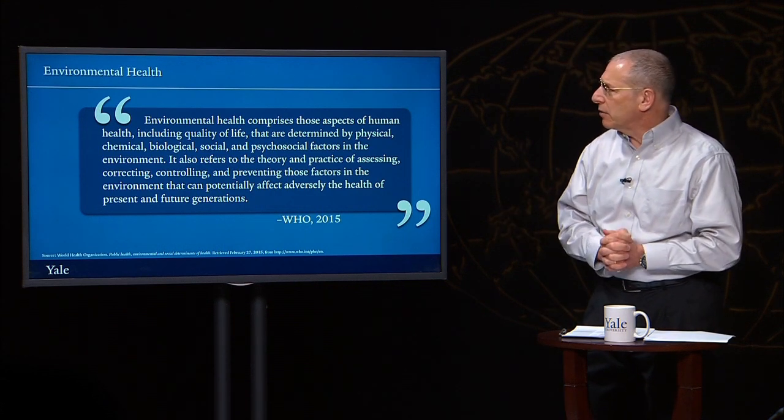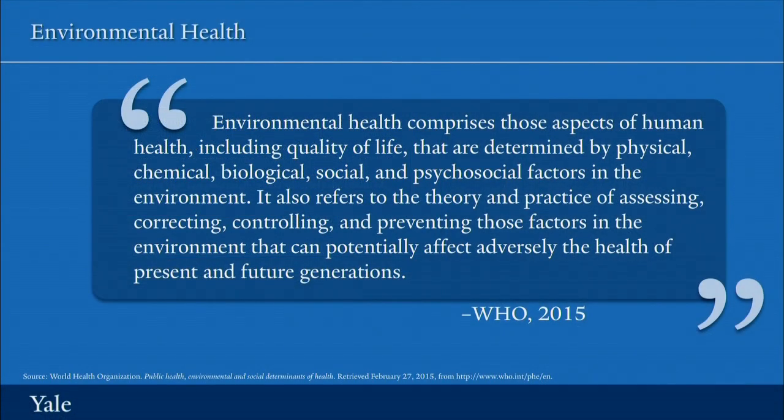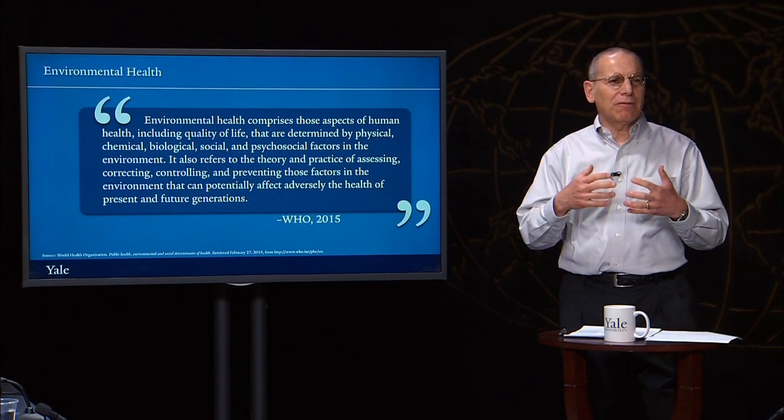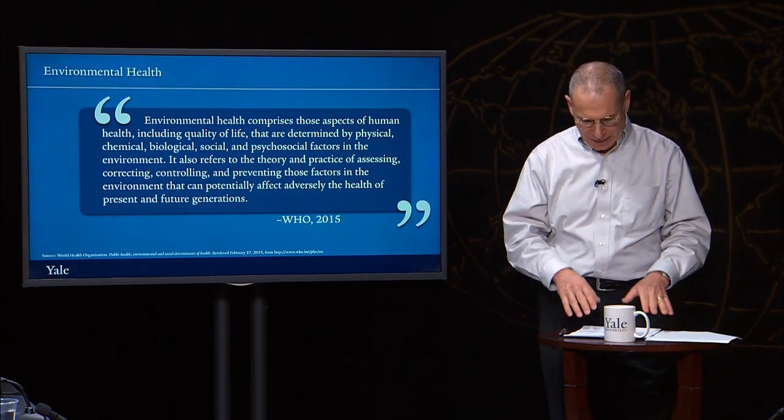So WHO says environmental health comprises those aspects of human health, including quality of life, that are determined by physical, chemical, biological, social, and psychosocial factors in the environment. It also refers to the theory and practice of assessing, correcting, controlling, and preventing those factors in the environment that can potentially affect adversely the health of present and future generations. It's a long definition, but I think it relates in understandable ways to the way in which most of us think about the environment.